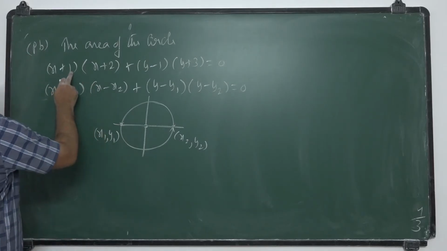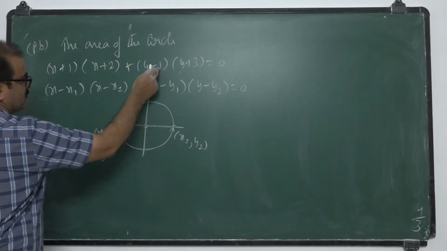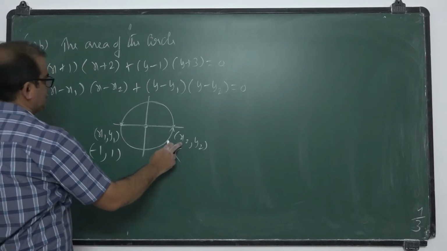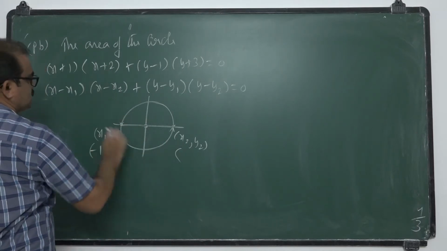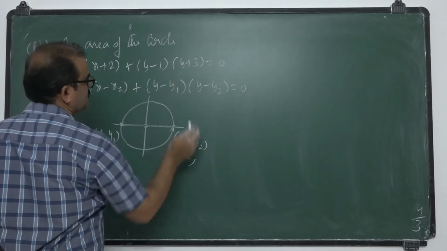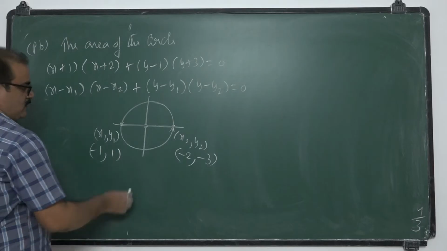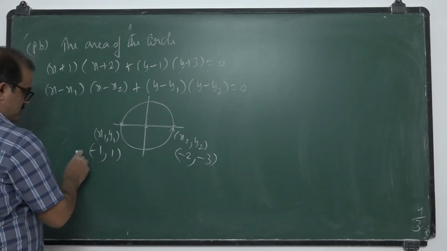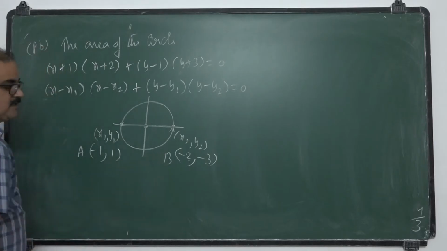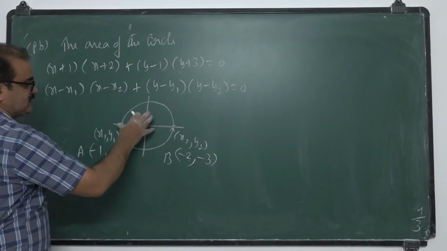What is x1? Minus 1. What is y1? y1 is 1. Here what is x2? Minus x2 is 2, so x2 is minus 2. Minus y2 is equal to 3, so y2 is equal to minus 3. Now (-1, 1) and (-2, -3) are the ends of the diameter. We want to find the area of this circle.